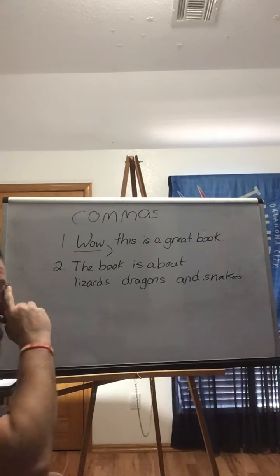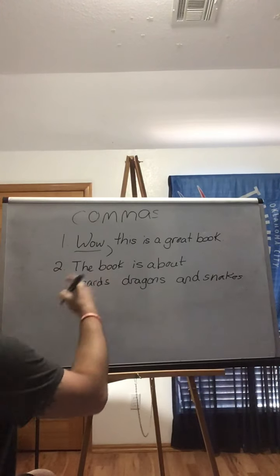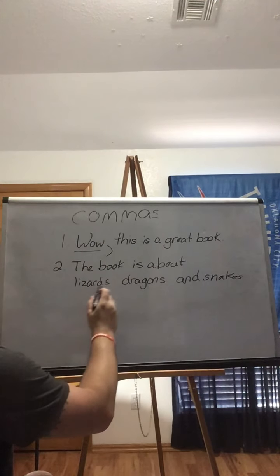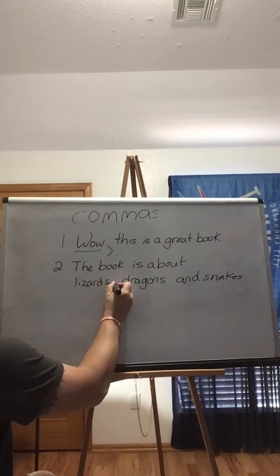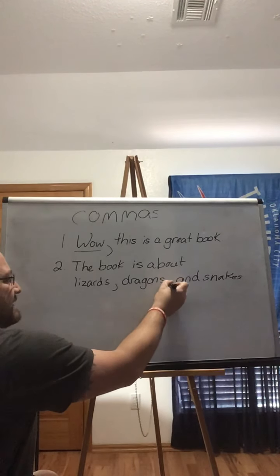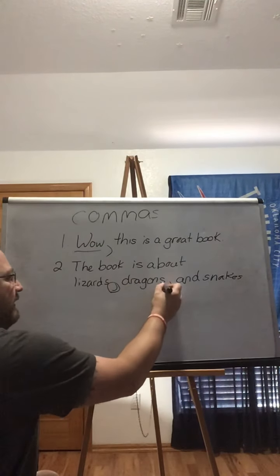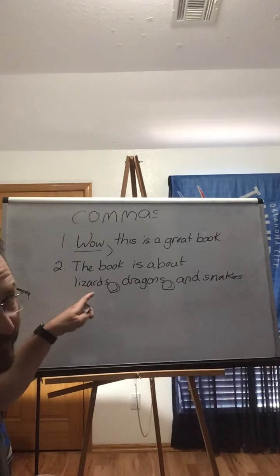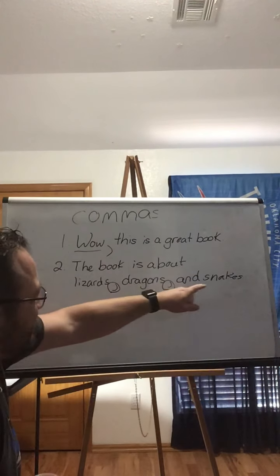Lizards, dragons, and snakes. So where does my comma go? And there we find our list. The book is about lizards, dragons, and snakes. It goes after the first one and after the second one. So my commas would go here and here, separating my three items: lizards, dragons, and snakes.